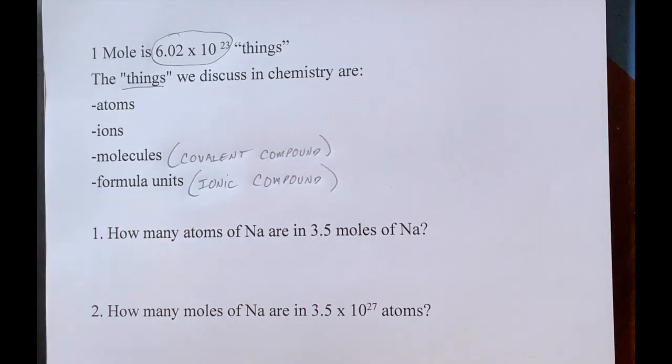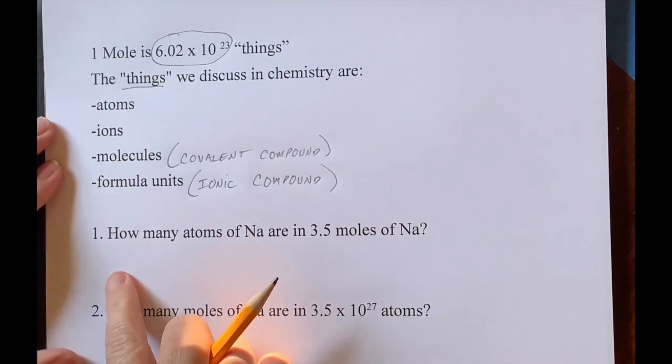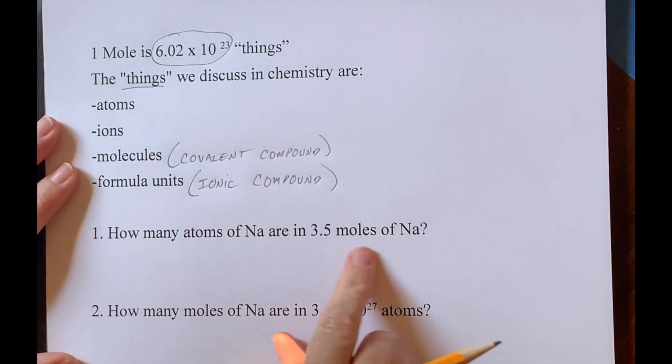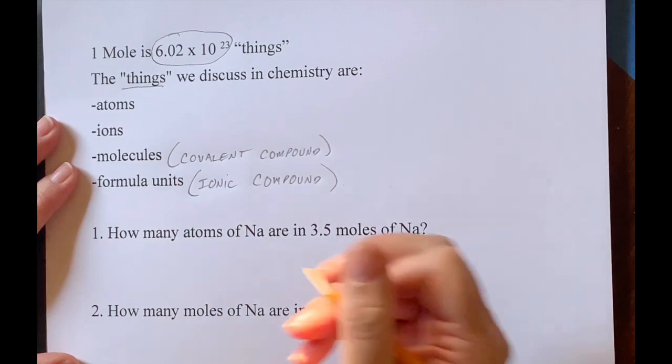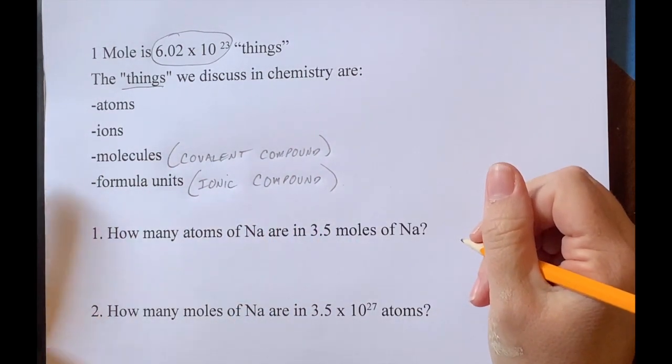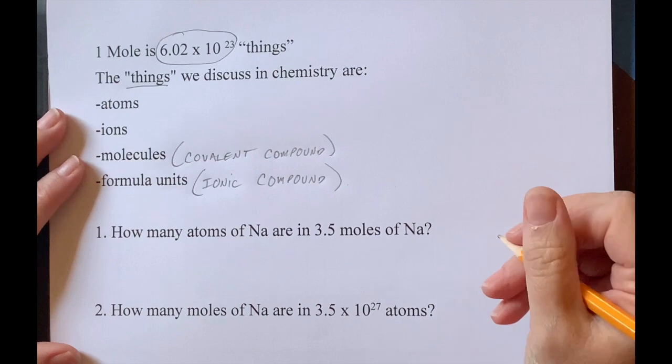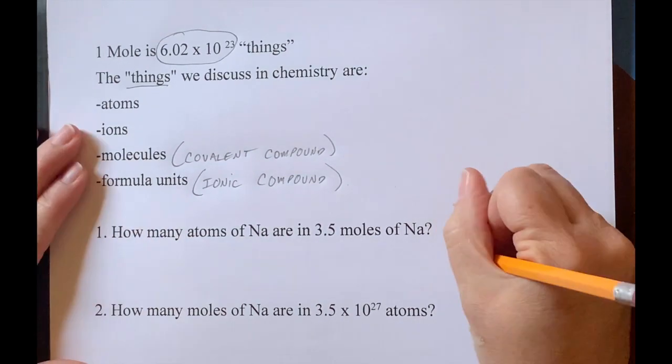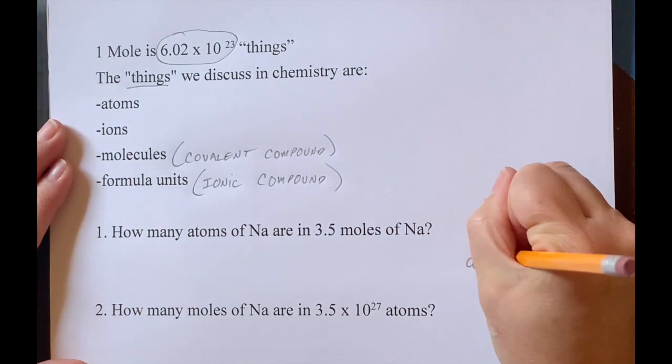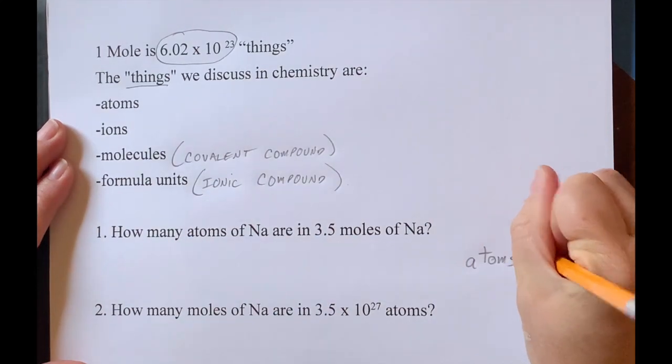So let's talk about how we're going to use this. Let's do some examples together. How many atoms of sodium are in 3.5 moles of sodium? We're back to factor label. We are going to be using factor label, and you need to use that all of the time. So what are we looking for? We're looking for atoms of sodium.